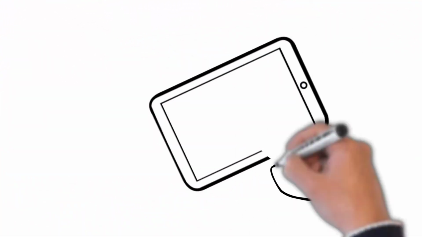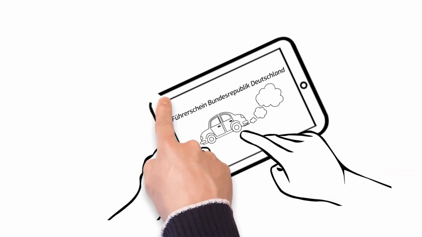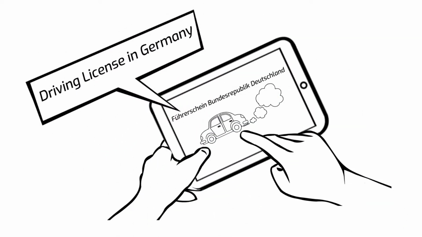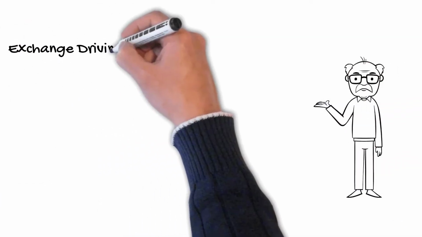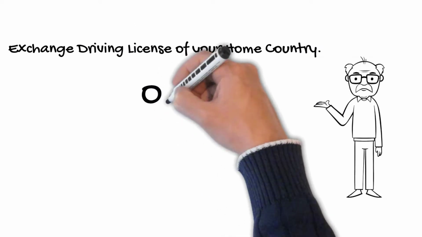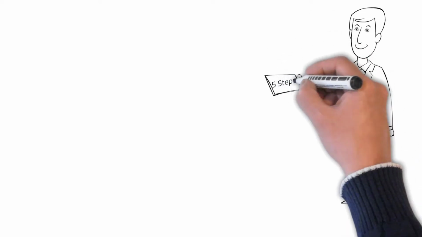So to drive a car in Germany, you need a valid German license, and to get a driving license, there are possibly two ways. The first one is to exchange your home country driving license, and the second one is to start from scratch. Both ways have a basic 5-step process.